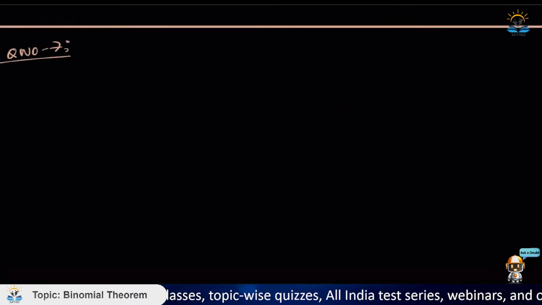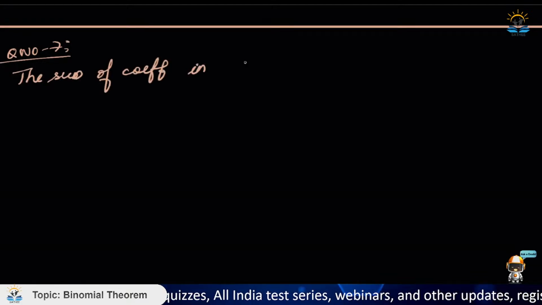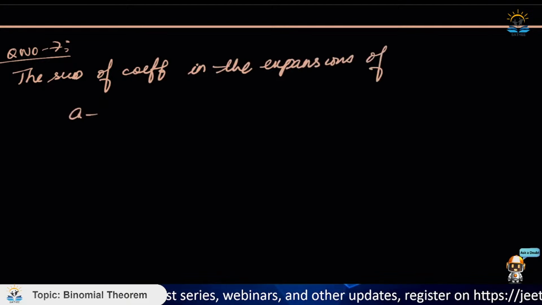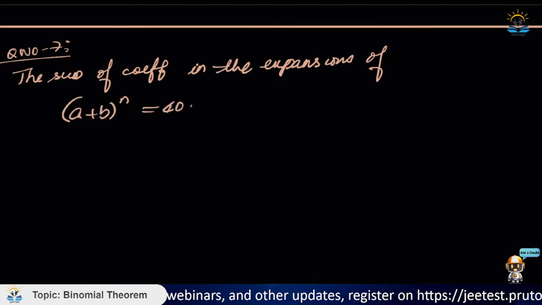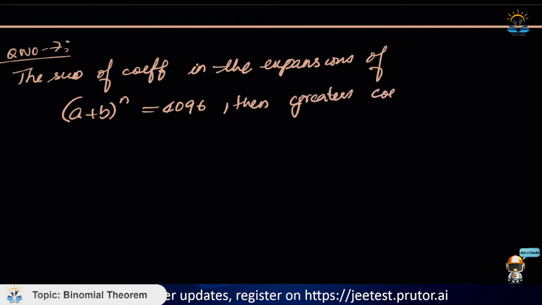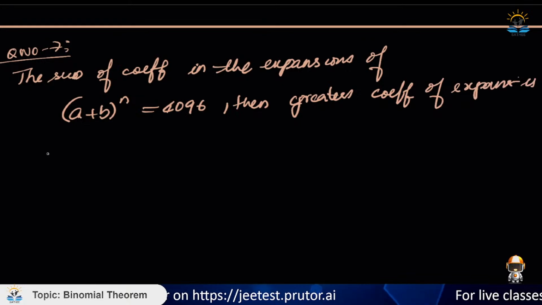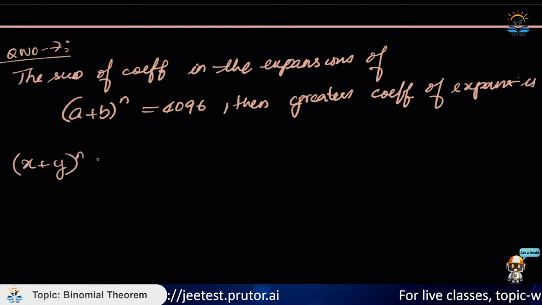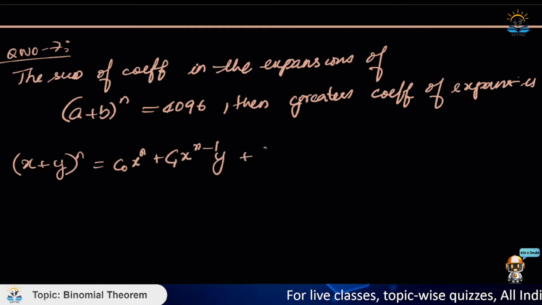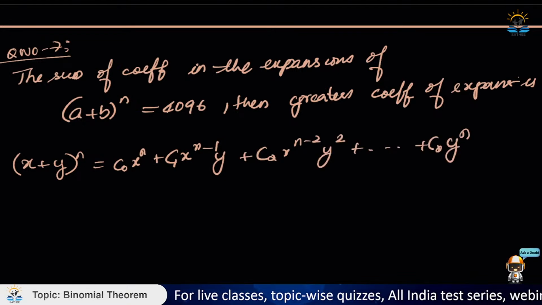So in question number 7, the sum of coefficients in the expansion of a plus b to the power of n is equal to 4096. Then the greatest coefficient of the expansion is what? So that will be the case, and the binomial expansion of x plus y to the power of n is c naught x to the power of n plus c1 x to the power of n minus 1 y plus c2 x to the power of n minus 2 y square plus dot dot dot plus cn y to the power of n.